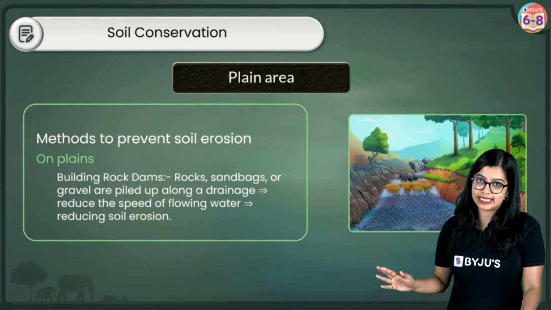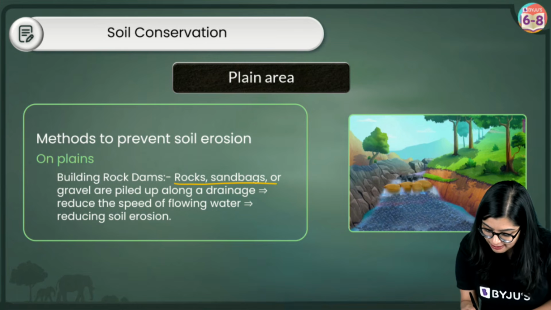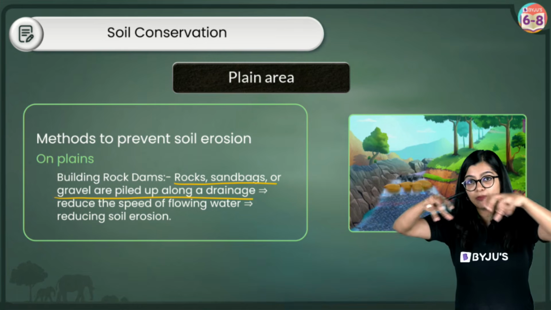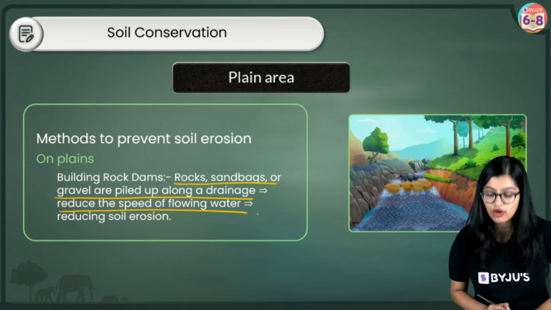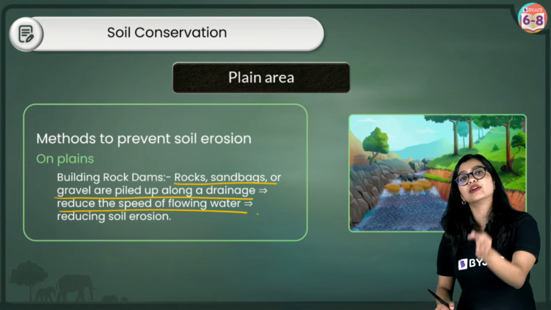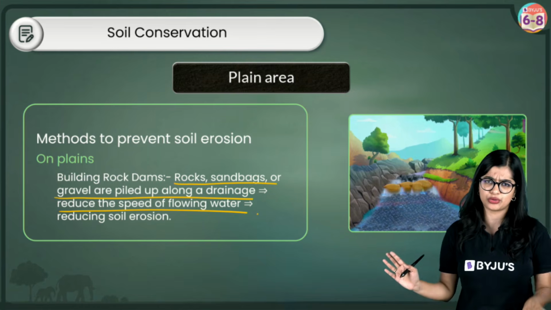Then you have rock dams, right? Now, rock dams are a way wherein you use rocks, sandbags or gravel. And again, you build dams so that it reduces the speed of flowing water. This again reduces the rate of soil erosion, you could say.